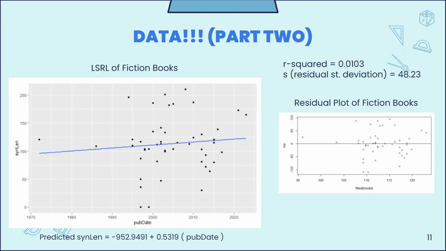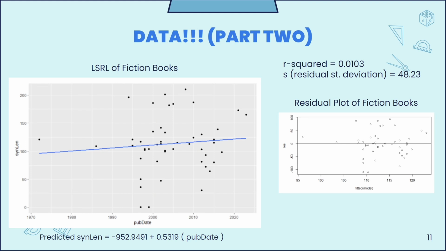Now we're looking at the data of all fiction books in the library. Looking at the equation, if there was a publication date of zero, if that were even possible, the predicted number of words would be negative 952.9491. And with every extra year in the publication date, another 0.5319 words would be added to the predicted value.